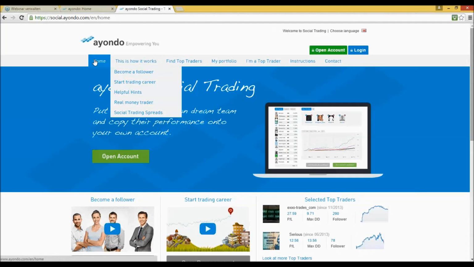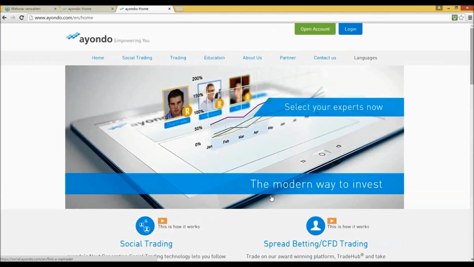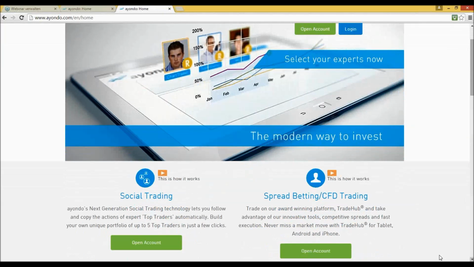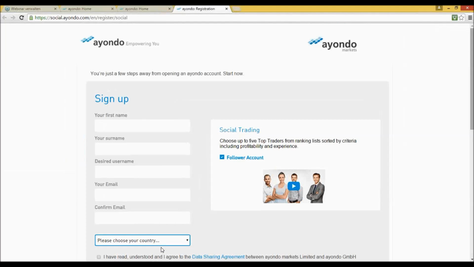So in fact I was logged onto my account, so let's just start that again, apologies. Once we go to social trading on the home page, click on open account, and that will take you to the registration page. As I said, today we're going to be looking at social trading, and in particular we're going to be focusing on the follower accounts. This is the type of account where you are able to follow other traders and copy their trades automatically without having to do any other work yourselves.